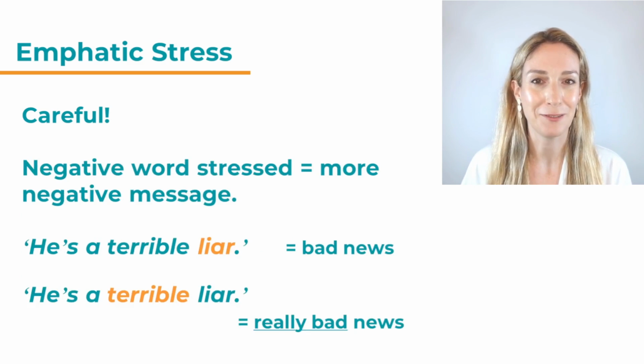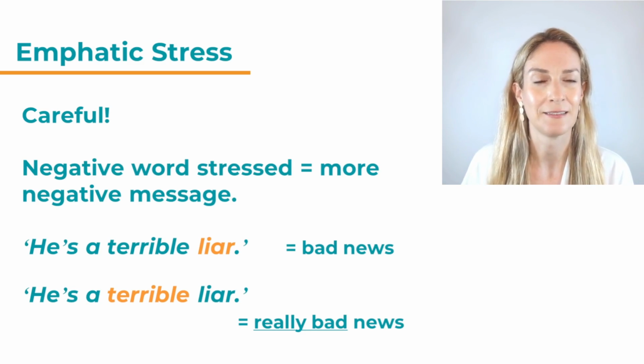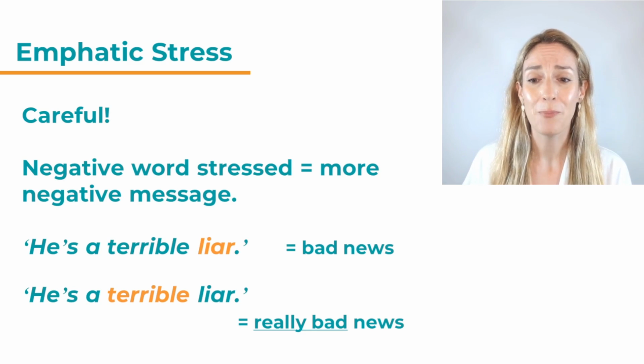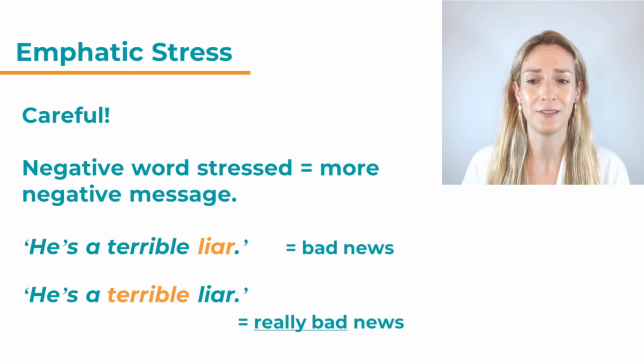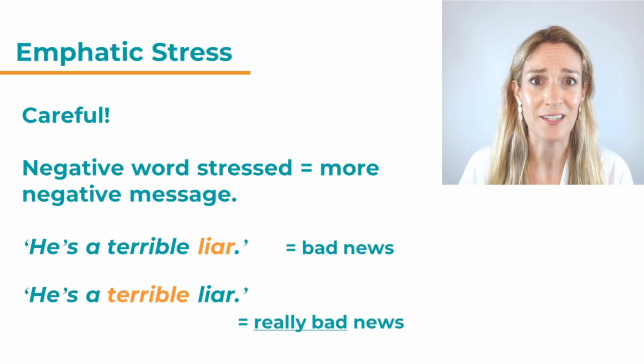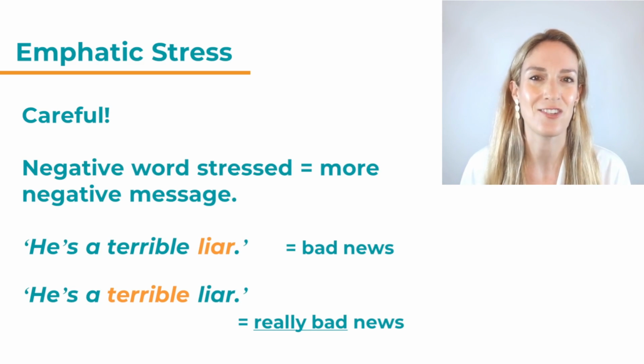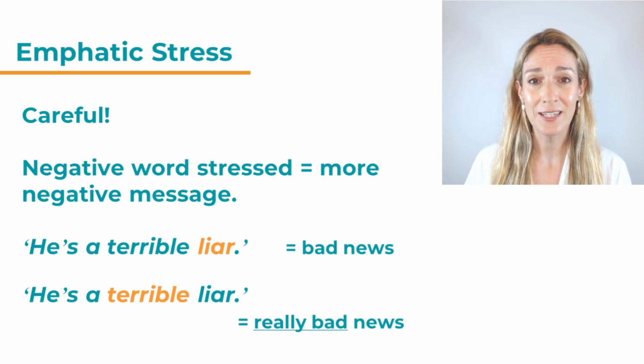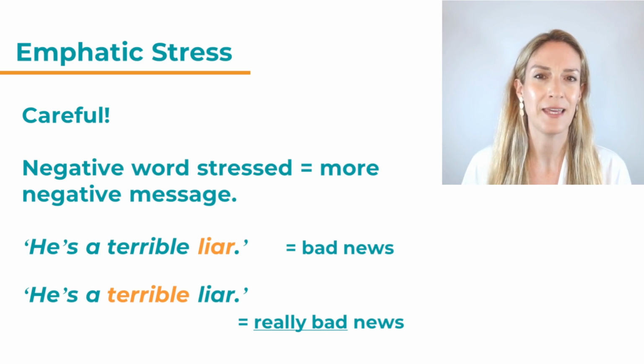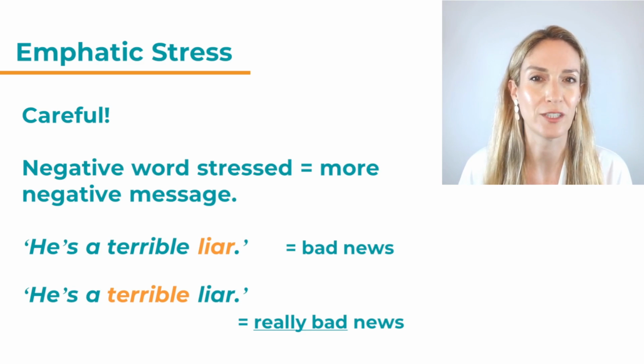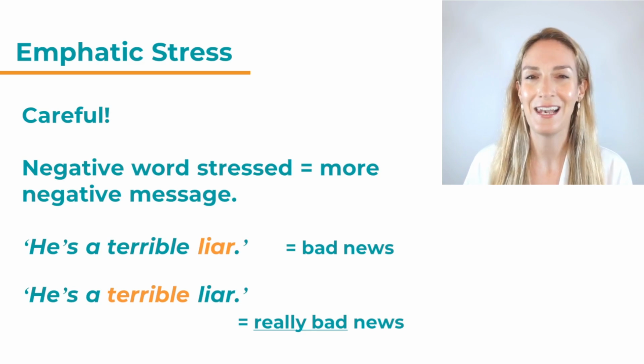Here is an example for the negative stress. For example, the first sentence is, he's a terrible liar. Standard pronunciation and stress, and that means, well, it's bad news. He's a terrible liar. It's not nice to call someone a liar. But in the second sentence, we stress terrible. He's a terrible liar. That's really bad news. He's not just a liar, he's a terrible liar, and I stress that and emphasize it. So here, emphatic stress really makes my message and my sentence stronger in a negative way. So just be a little bit careful with that.